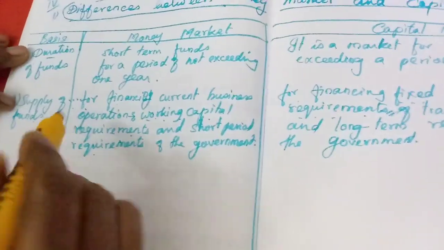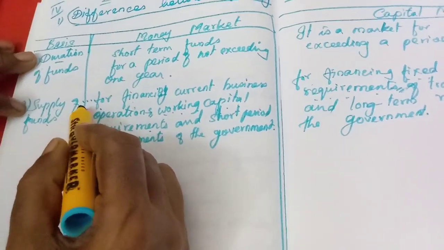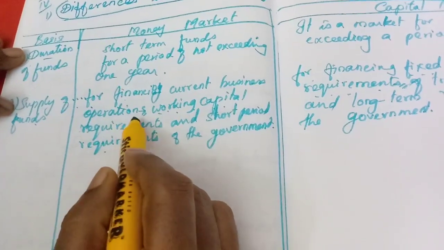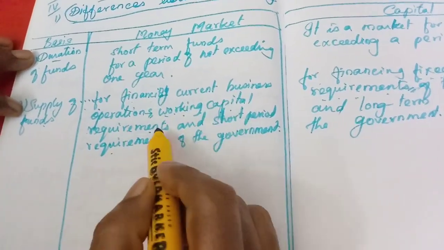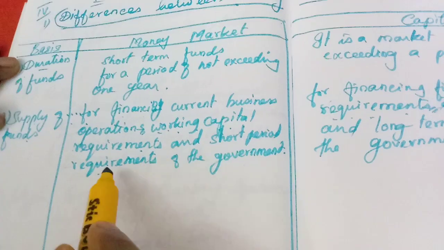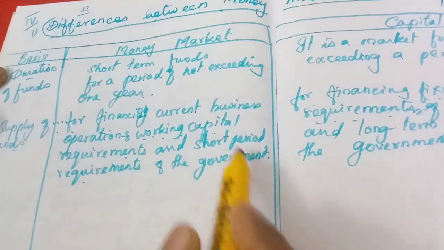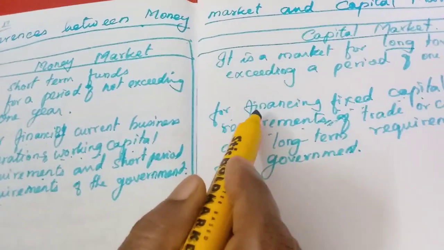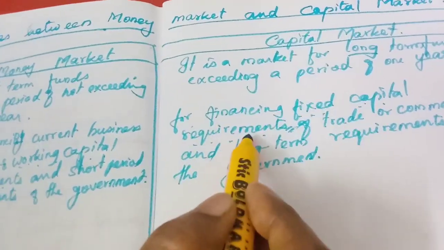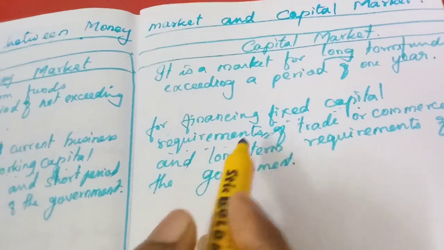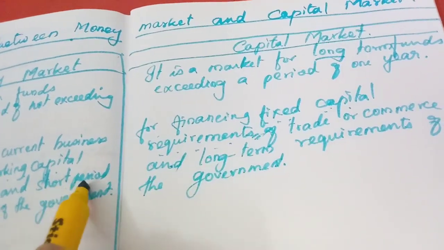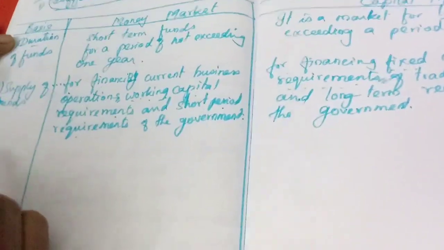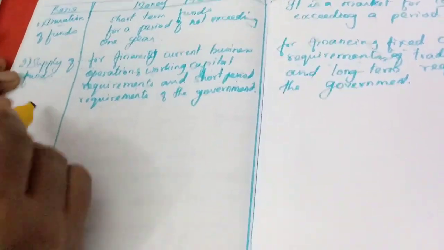So supply of funds: money market supplies funds for financing current business operations or working capital requirements and short period requirements of the government. Then capital market provides or supplies funds for financing fixed capital requirements of trade and commerce, and long term requirements of the government. Then the third point is instruments.